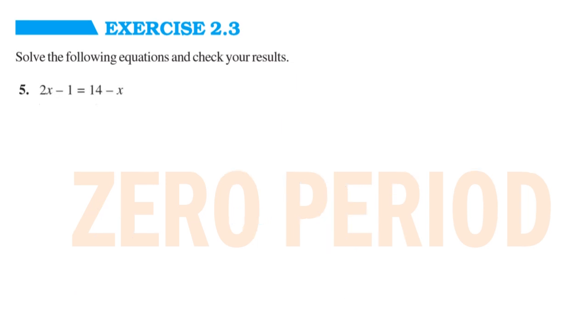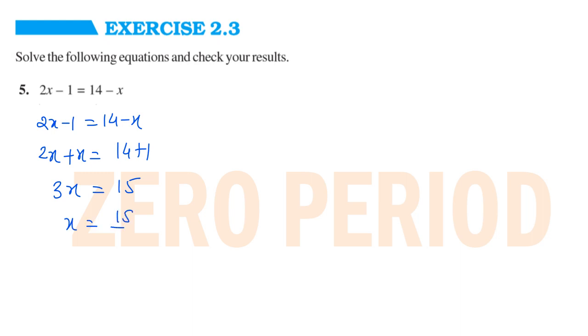Now this question, 2x minus 1 equal to 14 minus x. Variable x again, on both sides. Variable is only x, but they are occupying both places, both sides. 2x minus 1 equal to 14 minus x. So 2x plus x is equal to 14 plus 1. This is 3x and this is 15. x is equal to 15 upon 3. When we cancel it, we get 5. x equal to 5. Answer is 5.